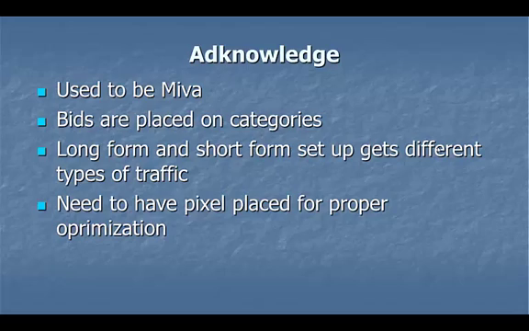When I create CPA offers, my rep basically tells me to create two different campaigns, a long form campaign and a short form campaign, and see which campaign generates you the best ROI and adjust your bids accordingly based on that setup, okay? The only caveat with AdKnowledge is that you do have to have a pixel in place for proper optimization, because they'll do the optimization for you in the back end with their rep.